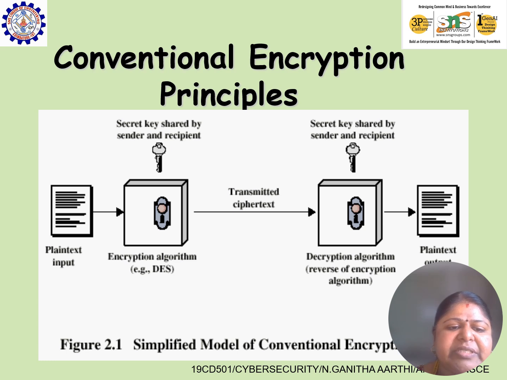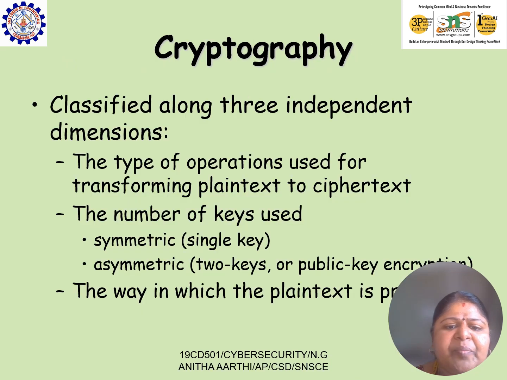The Data Encryption Standard algorithm has been used as the encryption algorithm here, and the transmitted ciphertext is received at the receiver end. Here the secret key shared by the sender and the recipient is used to decrypt the transmitted ciphertext using the decryption algorithm, that is the reverse of the encryption algorithm, to retrieve the plain text out of it. Followed by that, we can brainstorm the basic concepts of cryptography.